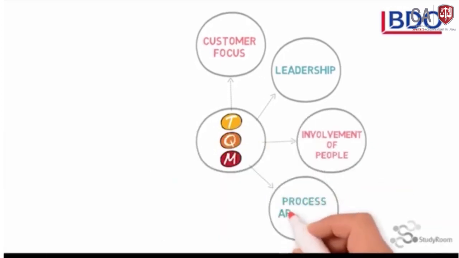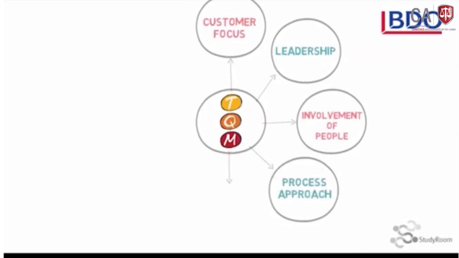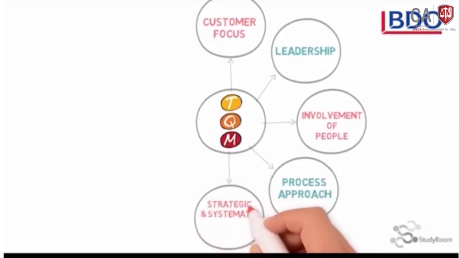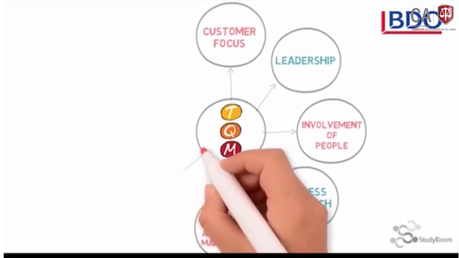Fourth is process approach, recognizing that things are accomplished as a result of processes. The fifth is the strategic and systematic approach to management. A company's strategic plan must incorporate quality as its core component. The strategy here is doing the right things, right, the first time, and every time.